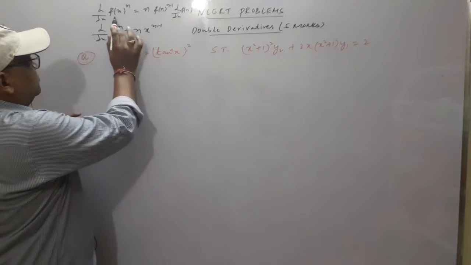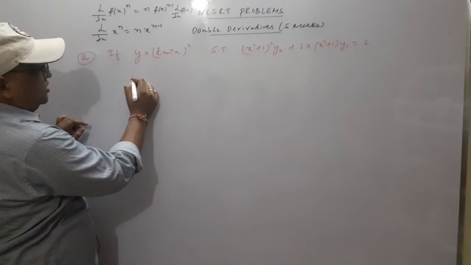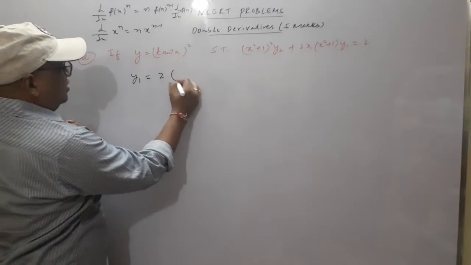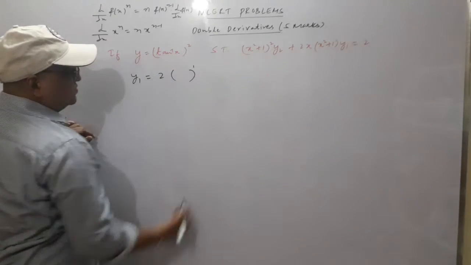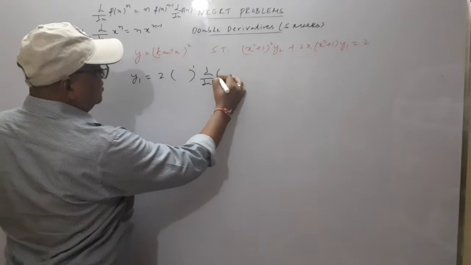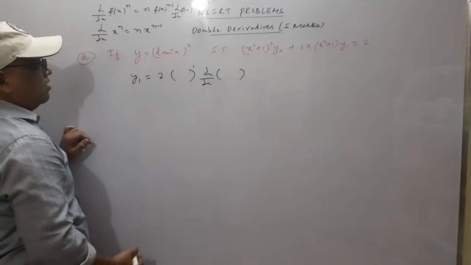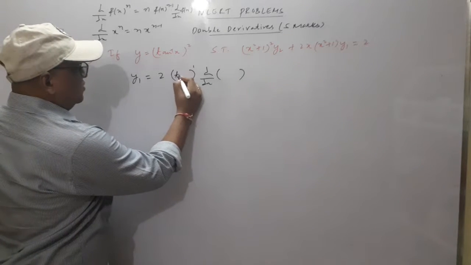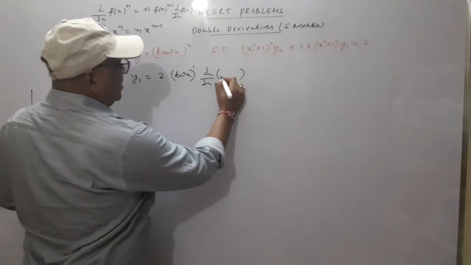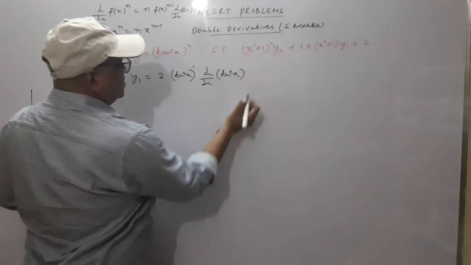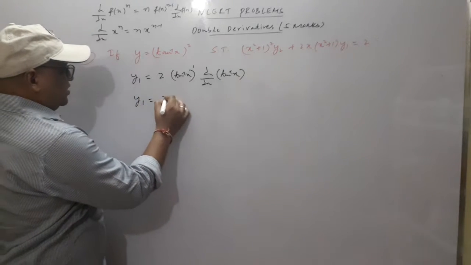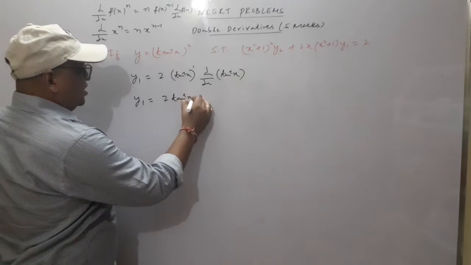So, function to the power of n I am going to apply here. So, y1 can be written as n function to the power of n minus 1, which is 2 minus 1, into d by dx of function. So, 2 tan inverse of x to the power of 2 minus 1 into d by dx of tan inverse of x. So, let us continue. So, y1 is equal to 2 tan inverse of x.